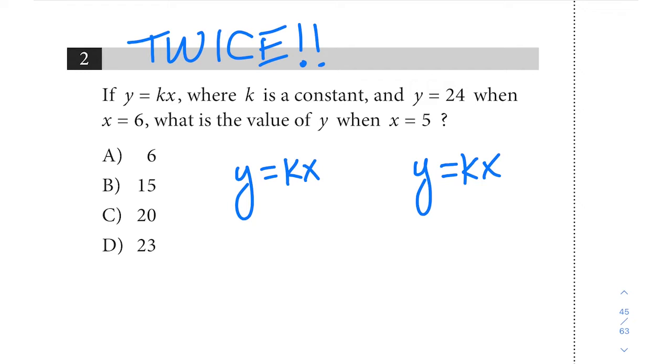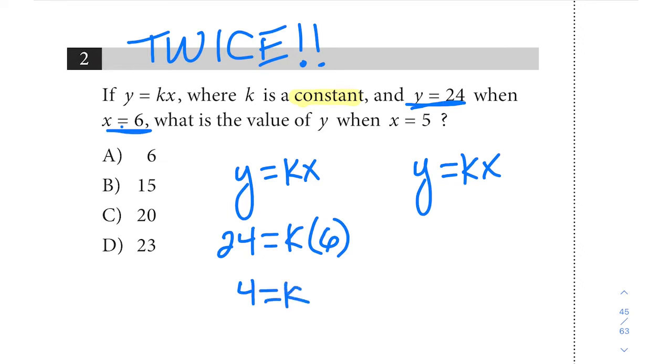So initially they're going to give you 2 values, but you're going to have to find the missing value. They tell us that y is 24 when x is 6. So if we plug in a 24 for y, and then a 6 for x, we have to then solve for k. And k, remember, it's a constant. So once we know k, it's going to be the same in both of these equations. So if we divide both sides by 6, we get k equals 4.